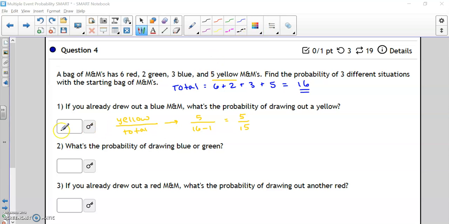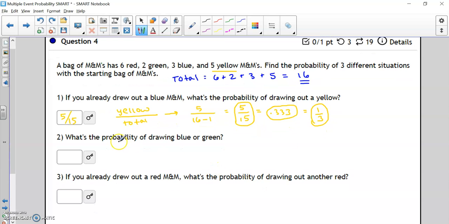And this problem on MyOpenMath also accepts fractions. It's only number 1 that won't accept your fractions. This will accept fractions or decimals. So if you want to put the decimal, that's fine. If you want to put the fraction, that's fine as well. All right, so that's our probability there. This can also be written as 1/3. You can put the simplified fraction as well.